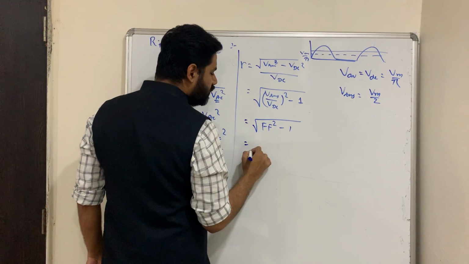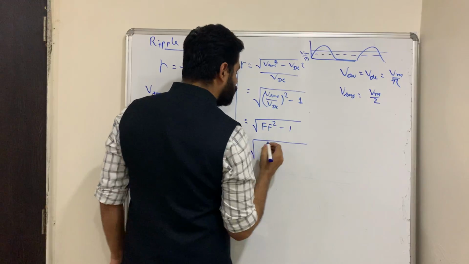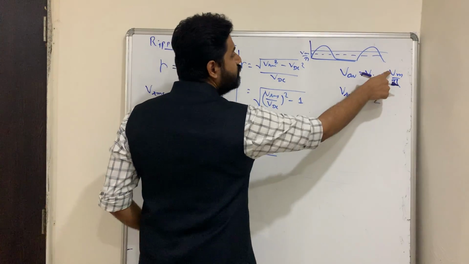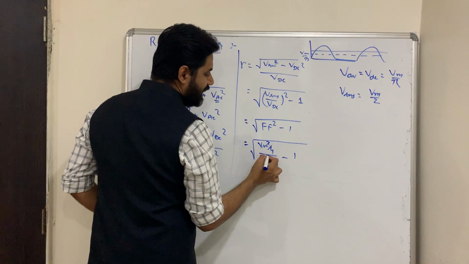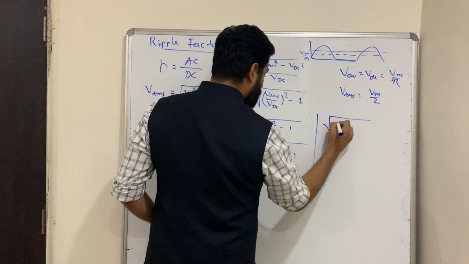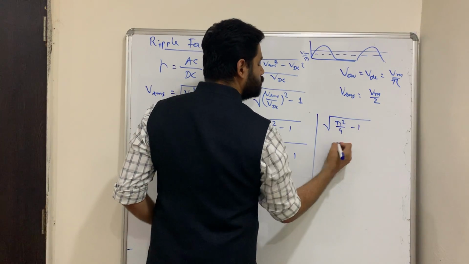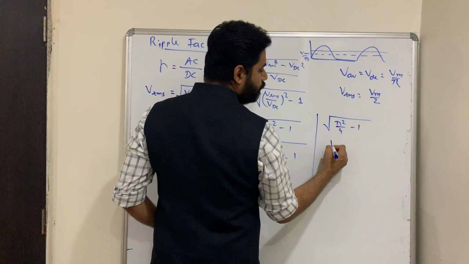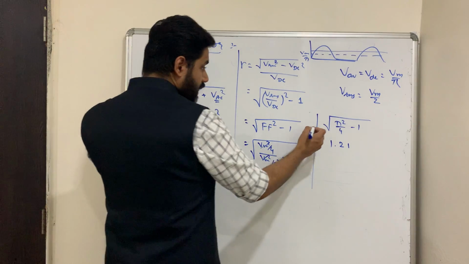Let us put in the values. VRMS is Vm by 2, so it is Vm square divided by 4, divided by VDC, which is Vm by pi, so it is Vm square by pi square, minus 1. Cancelling Vm square, I will have pi square divided by 4, so the ripple factor is the square root of pi square by 4 minus 1. So it comes out to be 1.21.